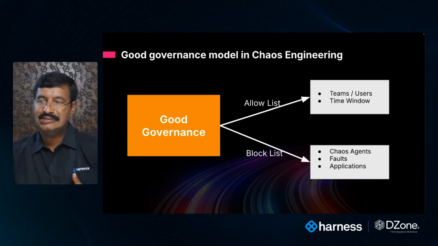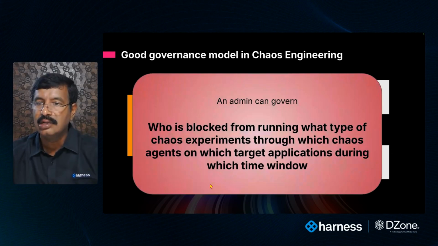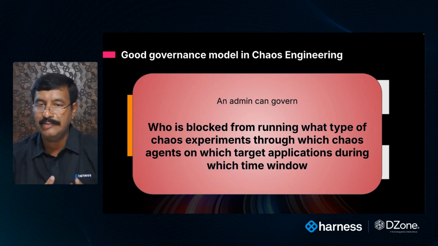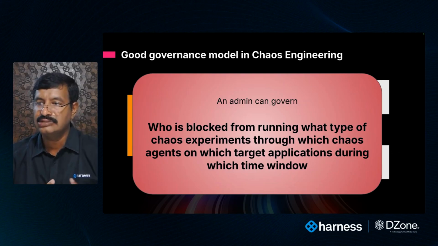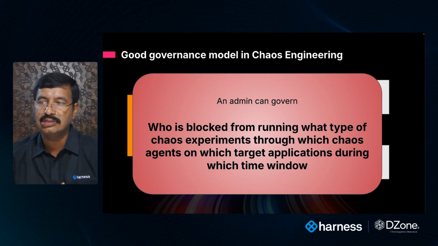So if you mix this combination, the allow list and block list together, the governance can be thought about as you can govern all scenarios where who's blocked from running what type of chaos experiments through which chaos agents on which target applications during which time window, right? So this is what a great governance tool should be able to help you configure, right?